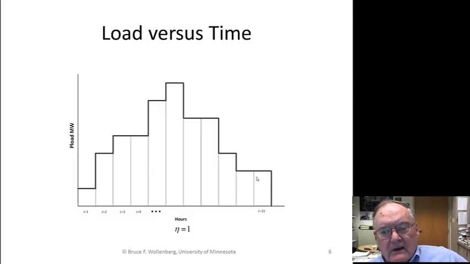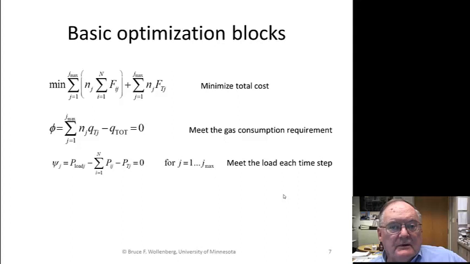Okay, here's my j equals 1. In this case, I said, okay, I'm going to do 12 hours, and I'm going to say n equals 1. And here, let's say I have 11 hours. So I have this period, and the load goes up like this. It's a constant load for each time period.